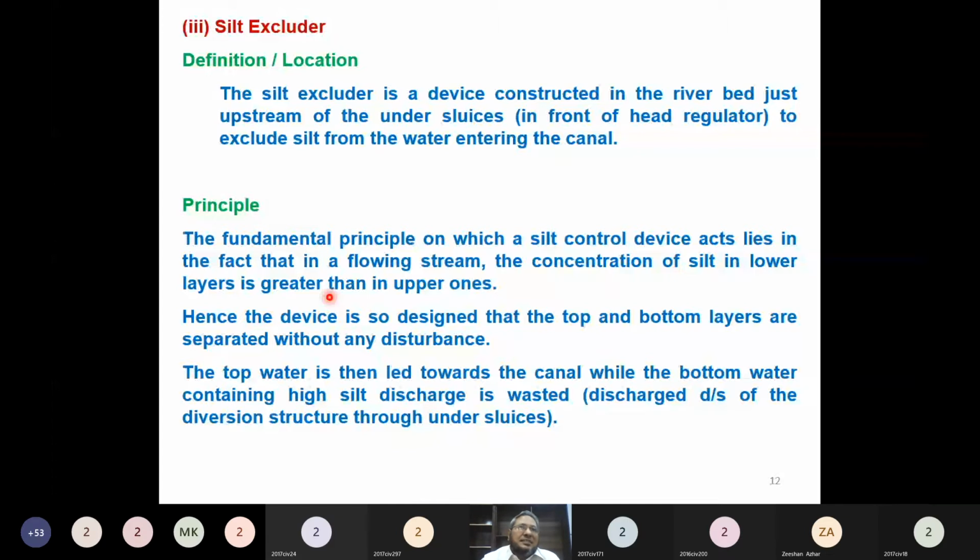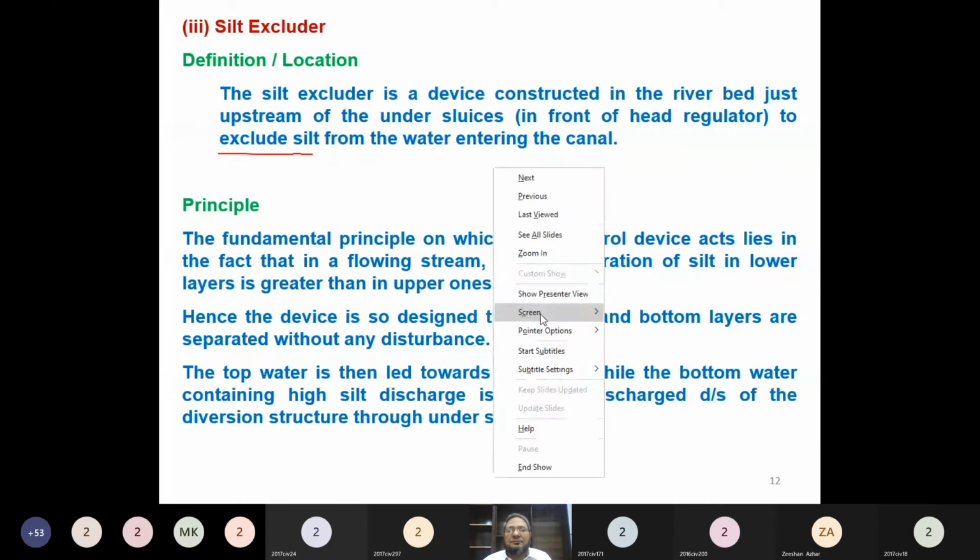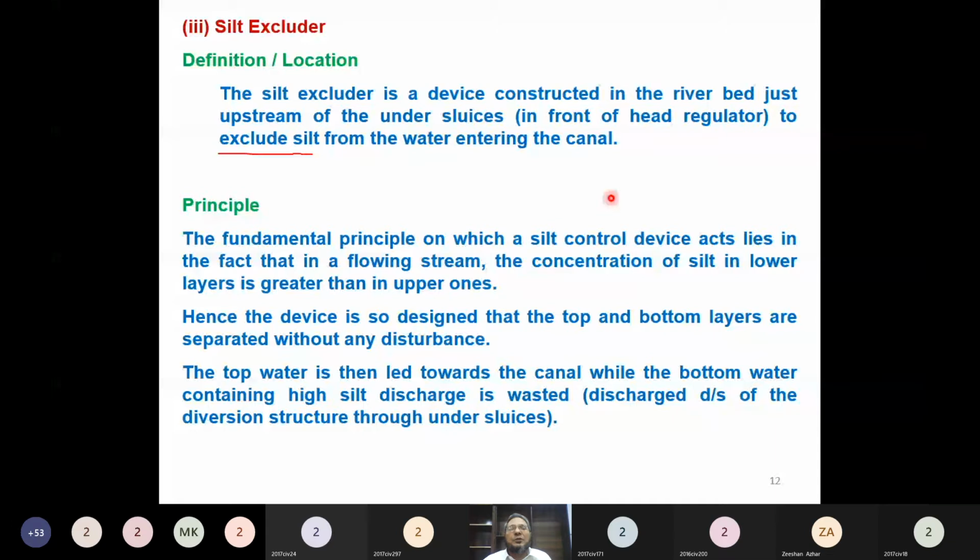Now, these are the basic structures which we require for silt exclusion. The first structure is the divide wall. Second, we may require a training wall. And the third is the silt excluder. Now, what is the definition of the silt excluder? The silt excluder is a device or structure constructed in the riverbed just upstream of the under sluices, meaning in front of the head regulator of the main canal, to exclude silt. Its purpose is to exclude silt from the water which we allow to enter into the canal. All right, so that is the silt excluder.